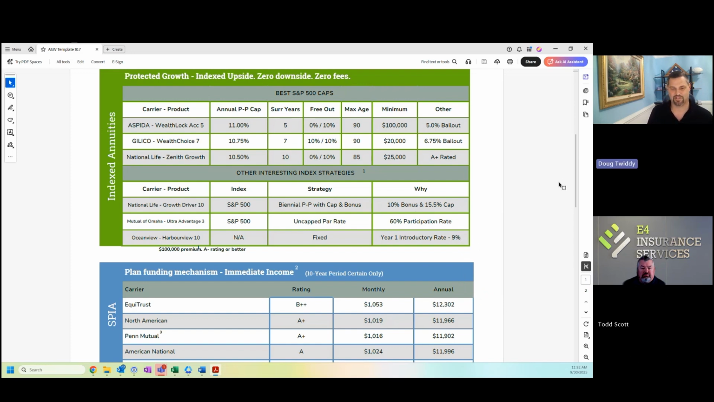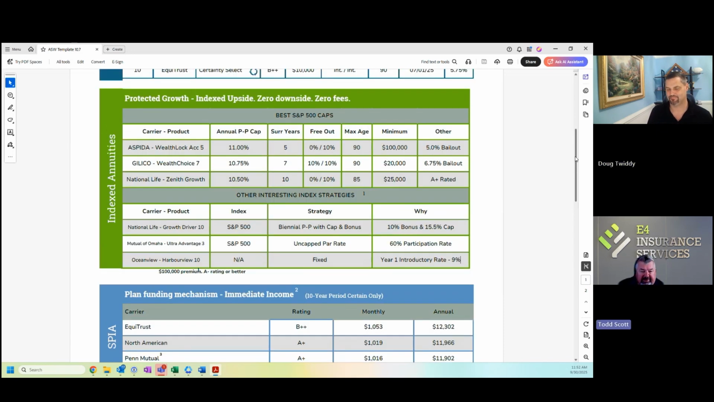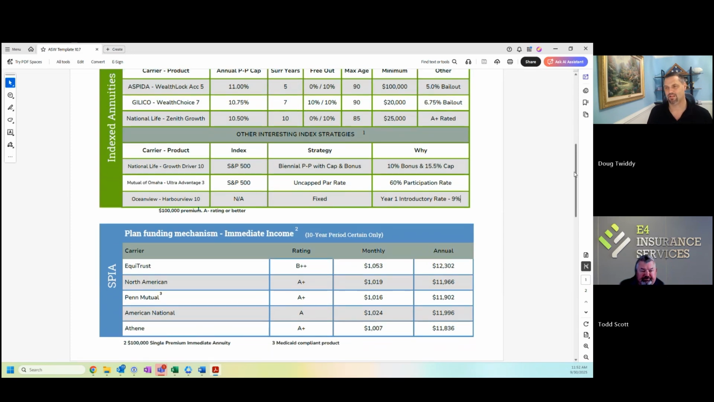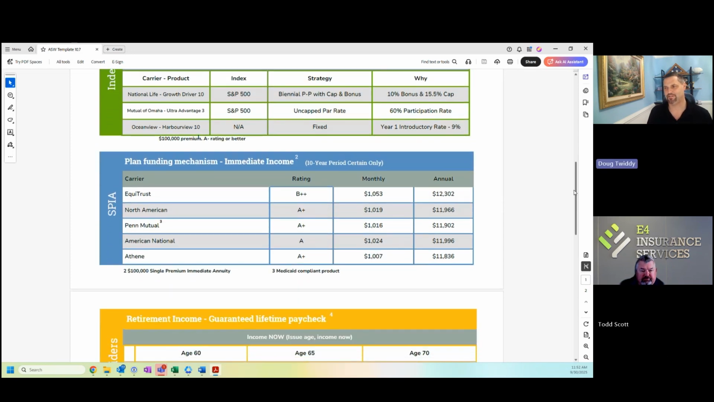So that's it for fixed index annuities. Todd, any questions on that? I'm good on that. All right. Keep on going. Still on page 1.